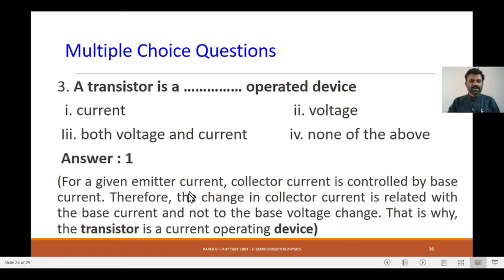Why? For a given emitter current, the collector current is controlled by the base current. Base current is a controller. Therefore, the change in the collector current is related with the base current and not with the base voltage change. Hence, that's why the transistor is a current operating device. It's not a voltage operating device. It is a current operating device because the base current controls the current of a transistor, how much flows across the collector.